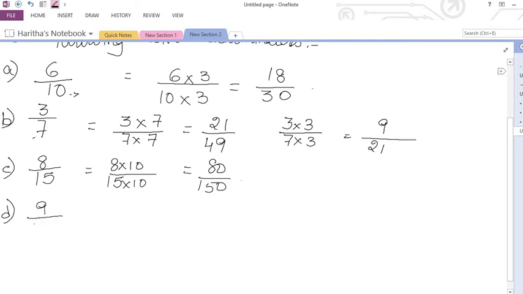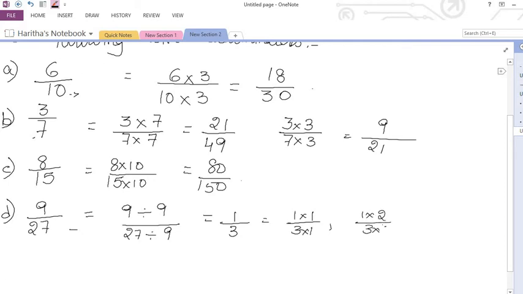9 by 27. And 9 by 27 is not an equivalent fraction, so I am just going with this. In this we have cancellations, directly the 9 table we can go. 9 ones are 9, 9 threes are 27, and now 1 by 3 is an equivalent fraction. So 1 into 1 by 3 into 1, 1 into 2 by 3 into 2. You can go even in this way, 1 by 3 or 2 by 6.